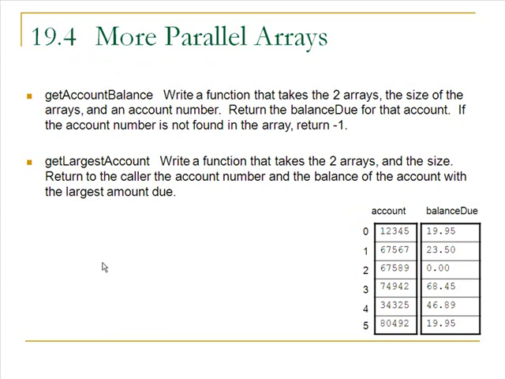getLargestAccount has to return two things to the caller, the account number and the balance of the largest account. Well, we cannot return two values using a return statement, so we're going to have to use pointers. We'll return those two values to the caller through the parameters. Let's have a look at how getLargestAccount would work.